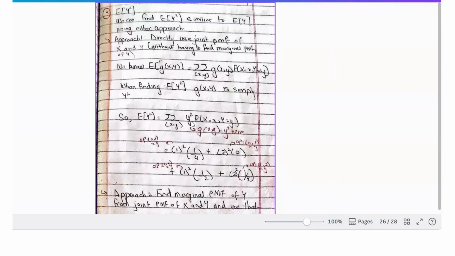Initially, to find the expected value of Y, we summed up y times the probability X is x and Y is y over all possible ordered pairs x and y. Here to find the expected value of Y squared, you do the same thing, but instead of y, we do it with y squared now.